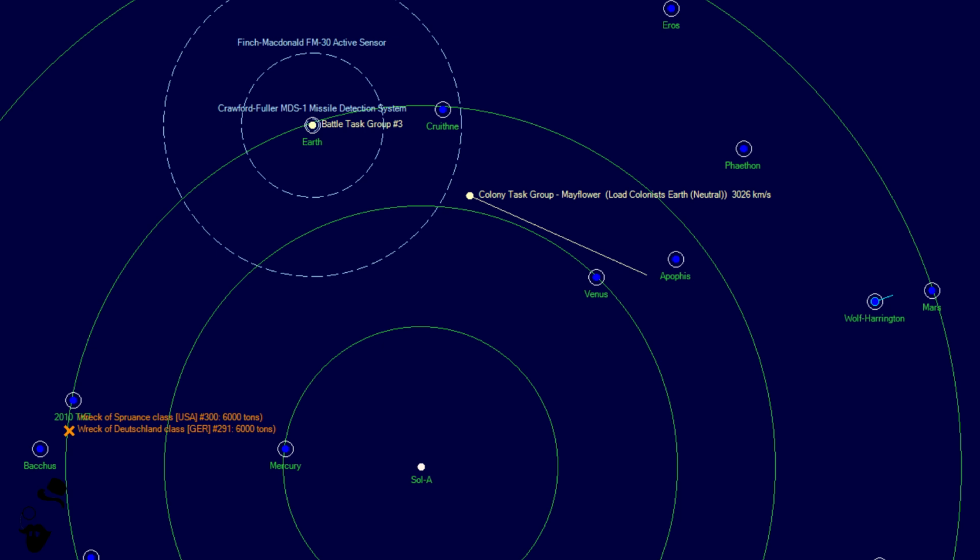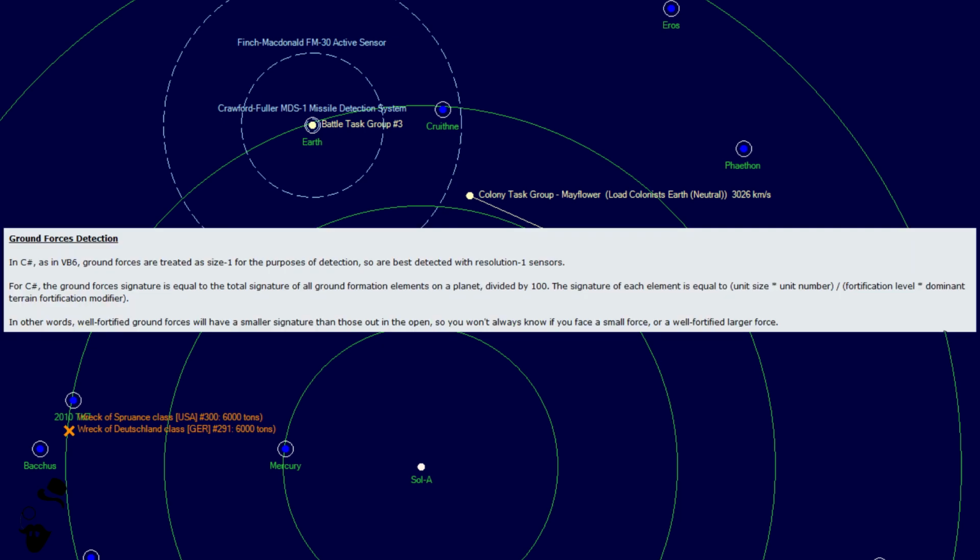Okay, one last quick thing, because I don't believe that I have talked about it, and it is a very short one. Ground force detection changes. In C#, as in VB6, ground forces are treated as size 1 for the purposes of detection, so are best detected with resolution 1 sensors.